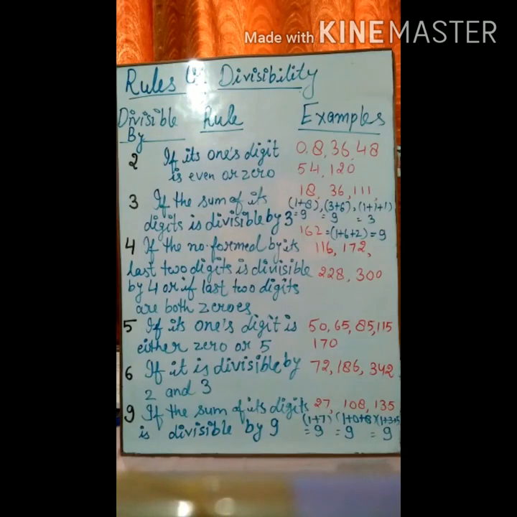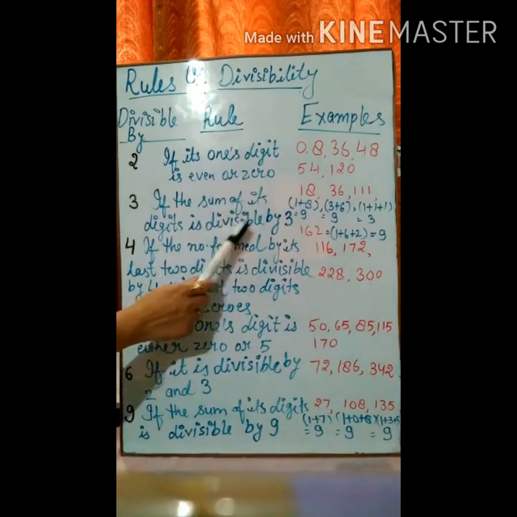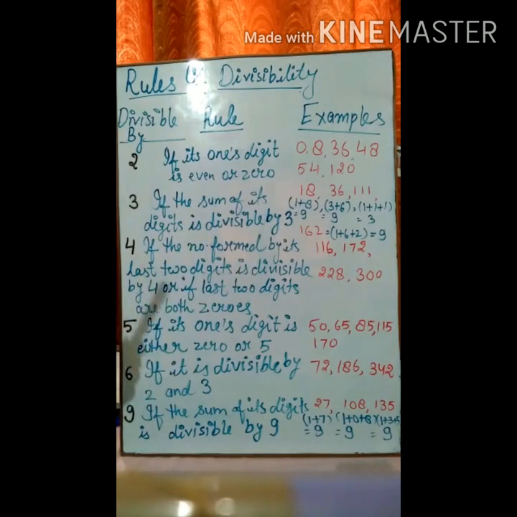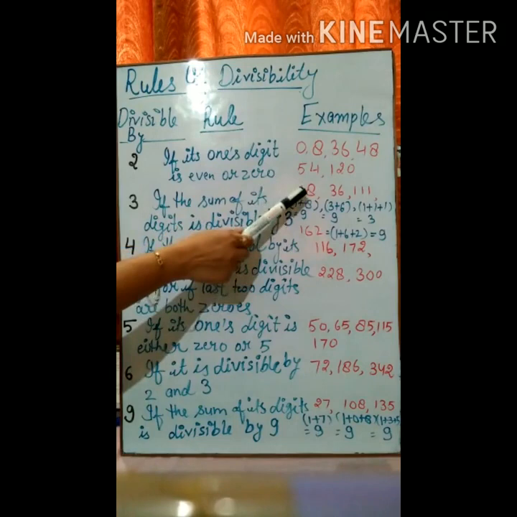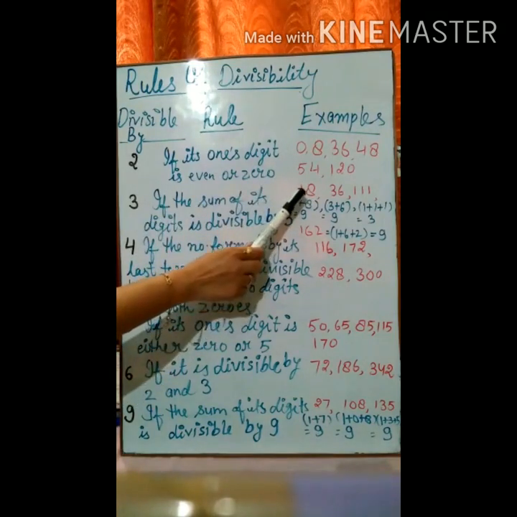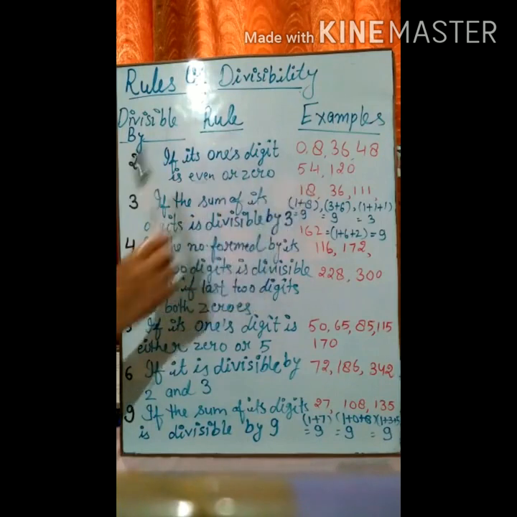Let's see next. A number is divisible by 3 if the sum of its digits is divisible by 3. If a number is given and the sum of its digits is divisible by 3, then we can say that the given number is also divisible by 3. Let's see an example. 18. Sum of its digits. How many digits are there? 2 digits, 1 and 8.